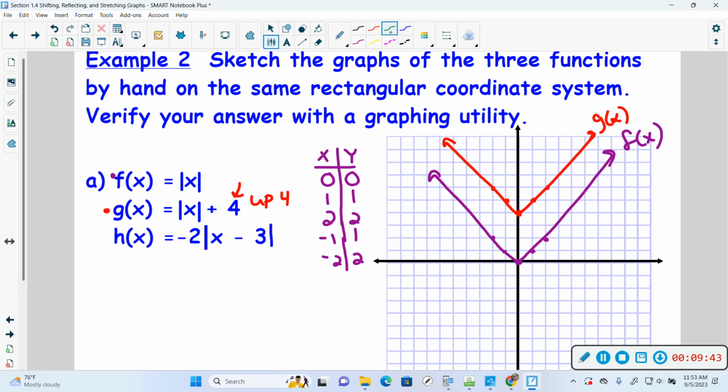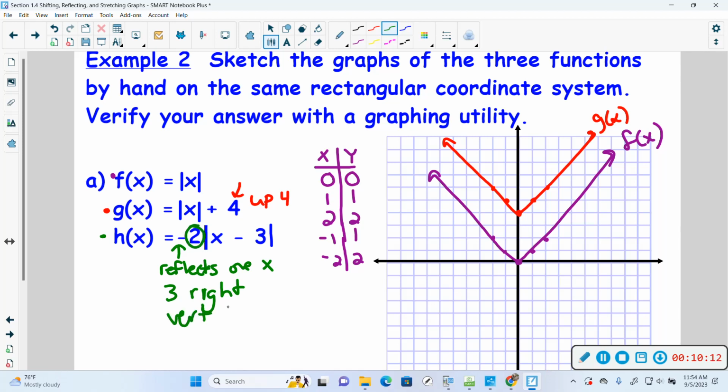And of course, I have to do this last one. Let's do this guy in green. Now, we have all sorts of things here. We have the reflection over x, and of course we have the 3 right, because you're in those absolute value brackets with x, so there's a horizontal shift. Obviously this one's going to be a little bit trickier to draw because we have so many things. We also have the 2 in front, the vertical stretch.